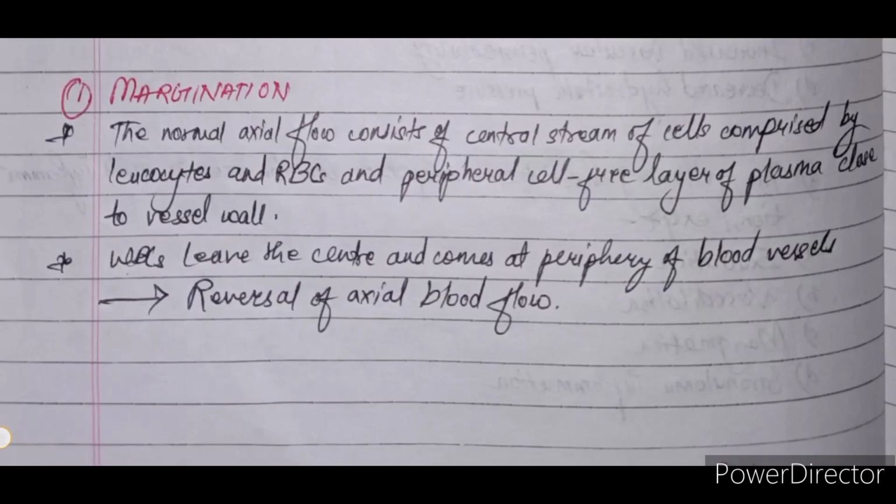As we have already discussed the 6 steps of cellular events in the diagram, now let's see its notes one by one. So the first step of cellular events was margination. The normal axial flow consists of a central stream of cells comprised of leukocytes and RBCs and a peripheral cell-free layer of plasma close to the vessel wall. WBCs leave the center and come to the periphery of the blood vessel, which is also known as reversal of axial blood flow.